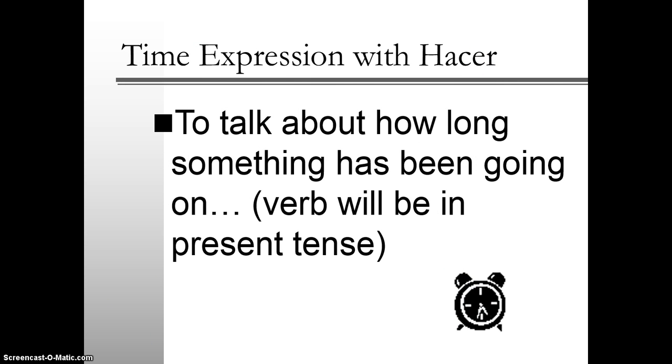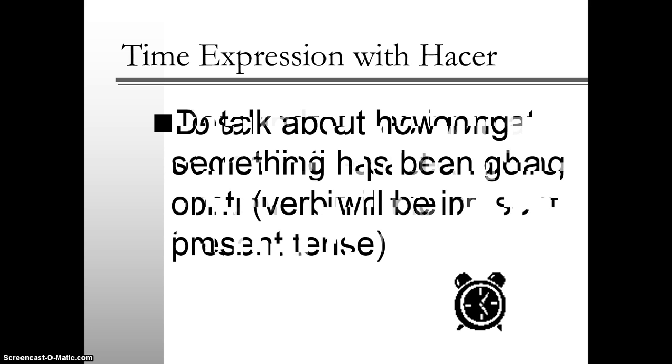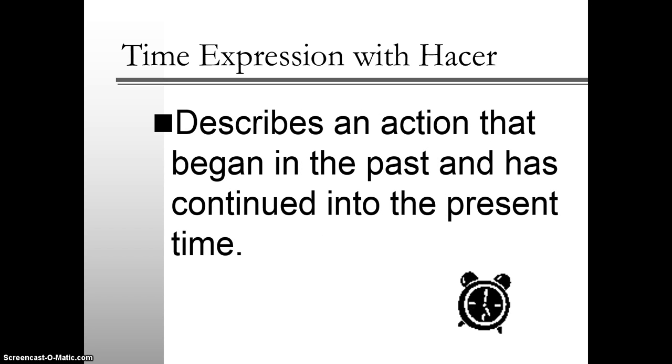We are going to be using this idea of time expressions with hacer to talk about how long something has been going on. Our verb is going to be in the present tense. We'll be describing an action that began in the past and has continued into the present. For instance, maybe you started playing soccer when you were 5 years old, but you continued to play soccer up until now when you're in high school. So it started in the past, but it still continues now in the present.